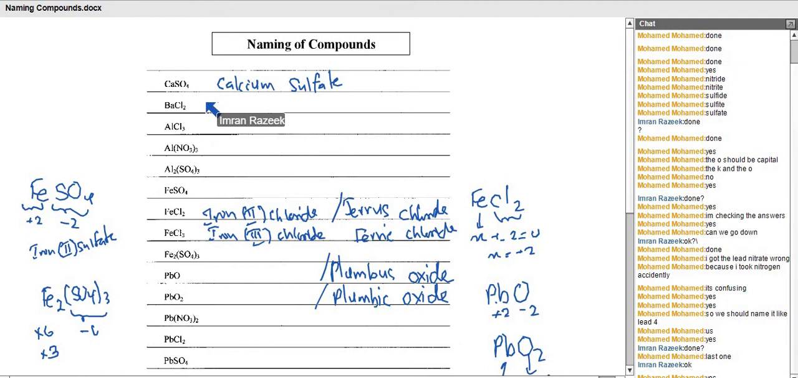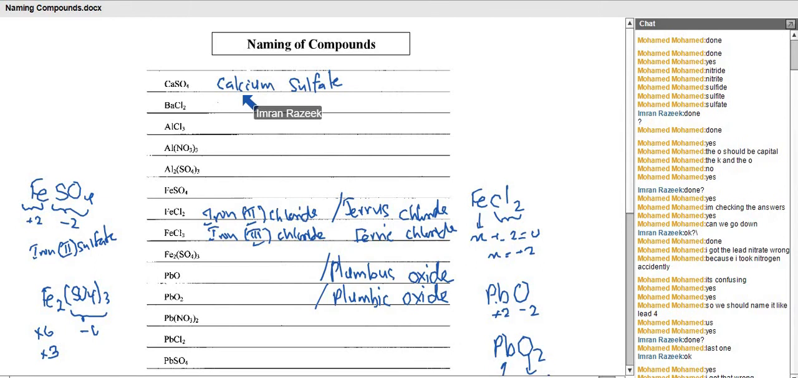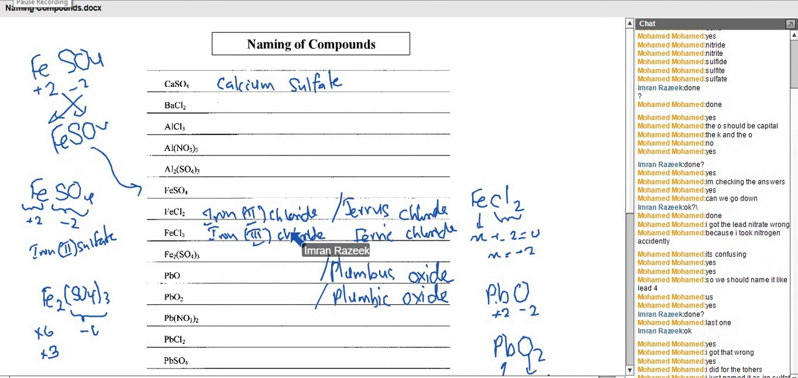Calcium sulfate, barium chloride, aluminium chloride, aluminium nitrate, aluminium sulfate, iron(II) sulfate. The II should be in capital Roman numerals in brackets. Iron(II) sulfate or ferrous sulfate. Look here, I have explained that in the corner. Iron(III) chloride, ferric chloride, iron(III) sulfate, ferric sulfate.